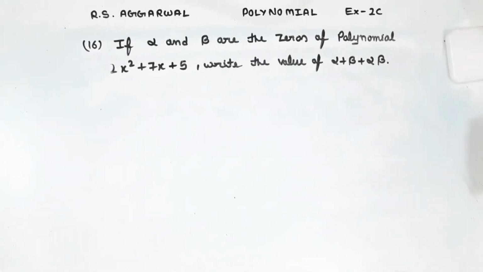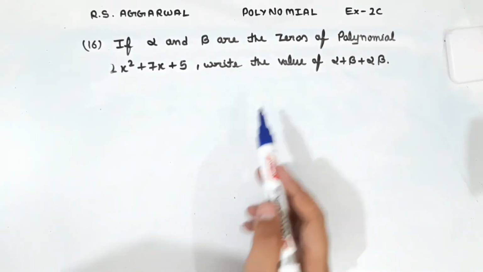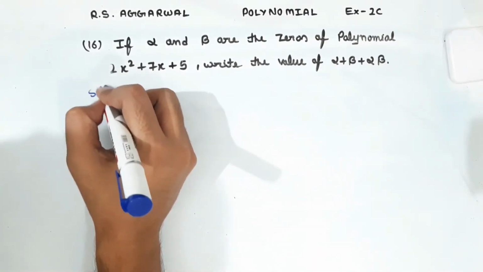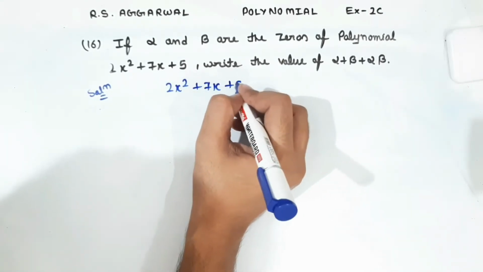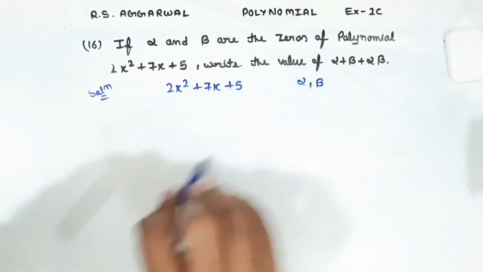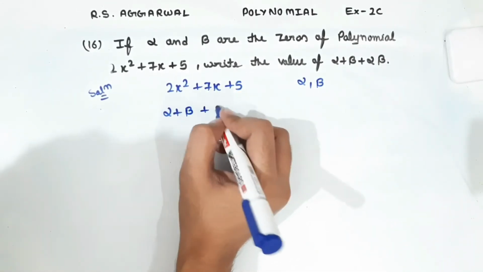R.S. Agrawal, chapter polynomial, exercise 2C, question number 16. In question number 16, we have given if alpha and beta are zeros of the polynomial 2x square plus 7x plus 5, write the value of alpha plus beta plus alpha beta. We have given a polynomial 2x square plus 7x plus 5 and its zeros alpha, beta. We have to find the value of alpha plus beta plus alpha beta.